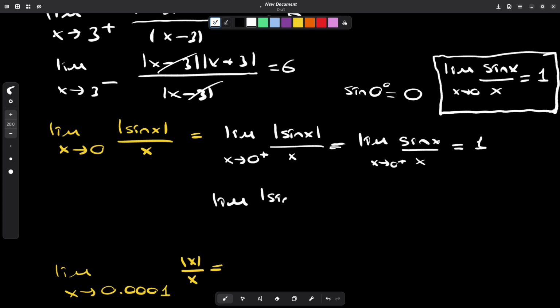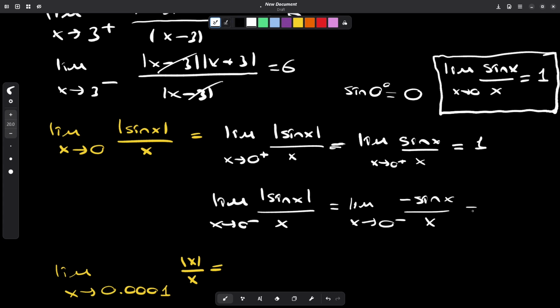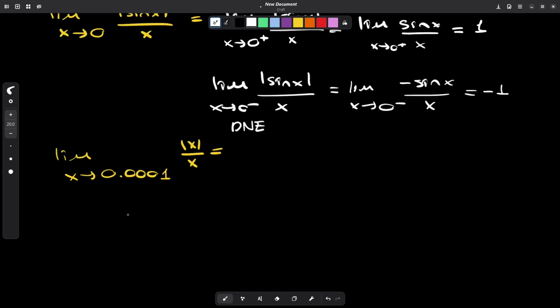Limit of absolute value sine x over x as x approaches 0 from the left side. Does it come out as negative sine x? Let's think from the left side of 0. Sine x, yep, it comes out as negative sine x over x, which is equal to negative 1. Again, this limit does not exist.